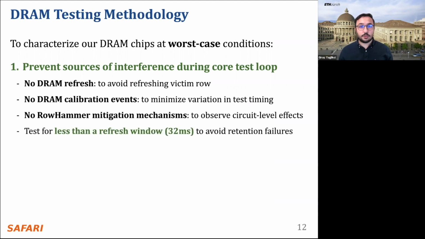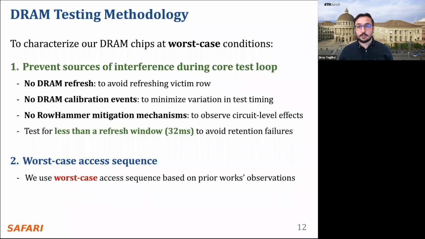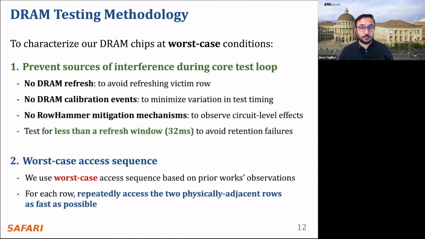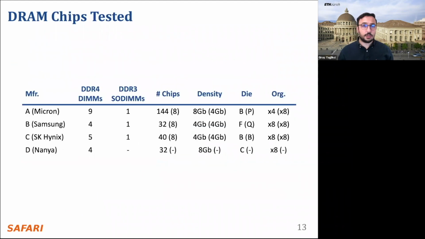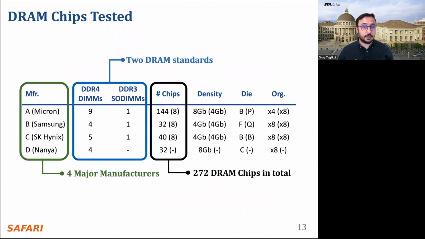We also ensure that our tests complete in less than a refresh window to prevent retention failures from interfering with our results. Second, we issue the worst-case access sequence for inducing RowHammer bit flips based on observation from prior work. Using these observations, we test each row's worst-case vulnerability to RowHammer by repeatedly activating the two physically adjacent rows as fast as possible.